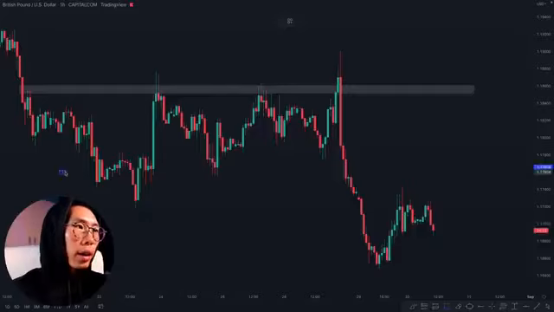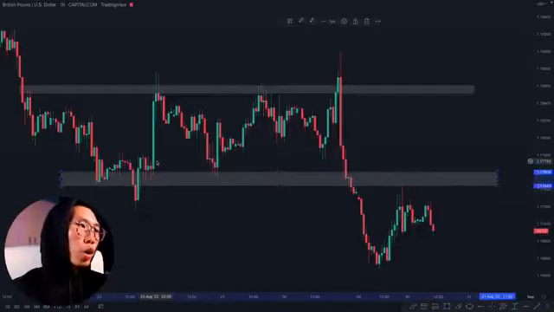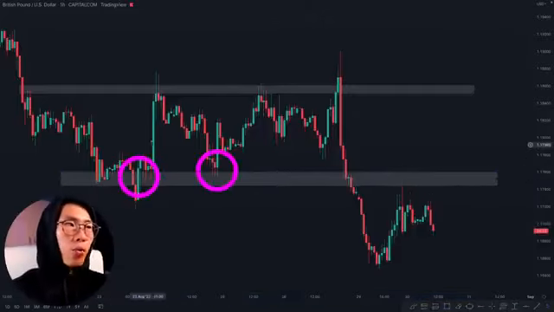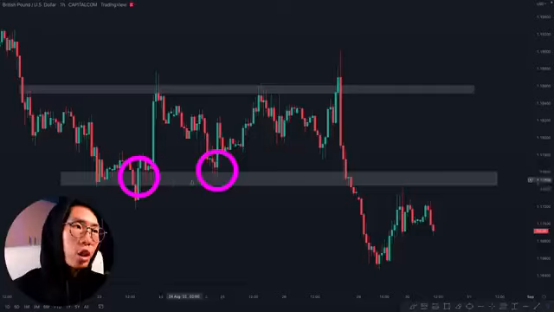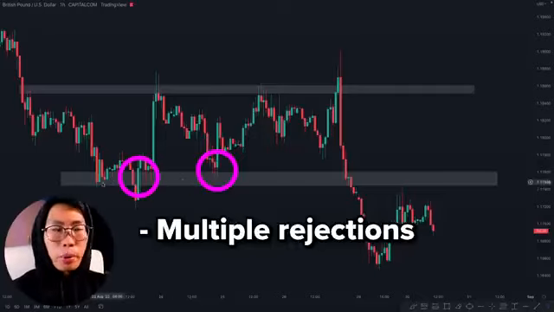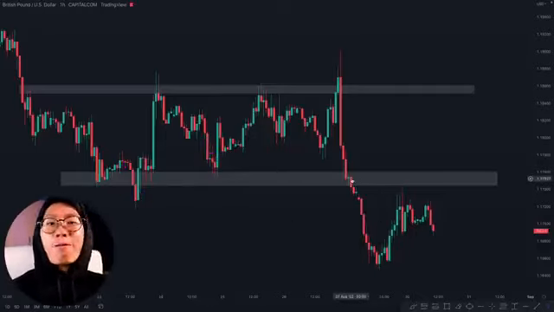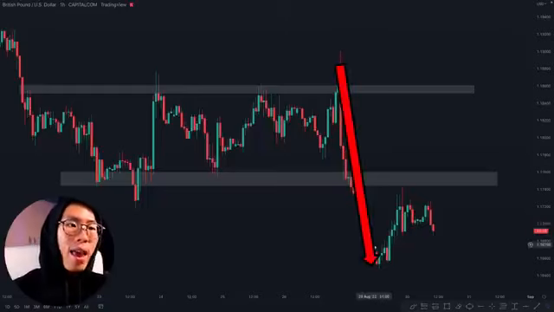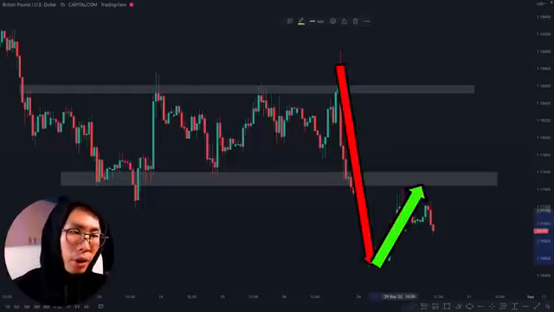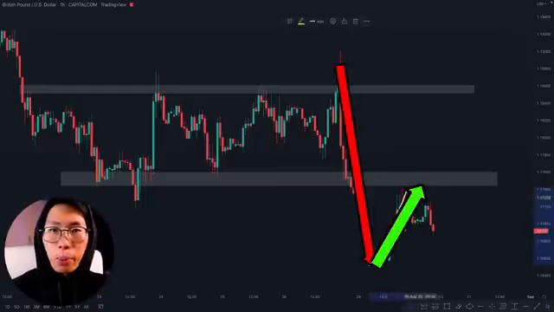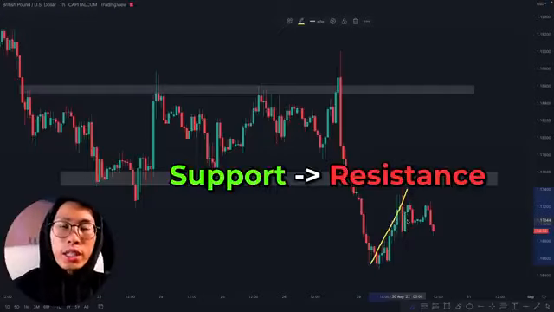And then I can also draw another support level right here, because whenever price comes back down here, it always reverses, and this just shows us that this is a very strong support level because there are multiple rejections at this level. And then at this point in time, price has finally broken through our support level, and look at what price did. It came back up here to retest this support level, which now acts as your resistance level.